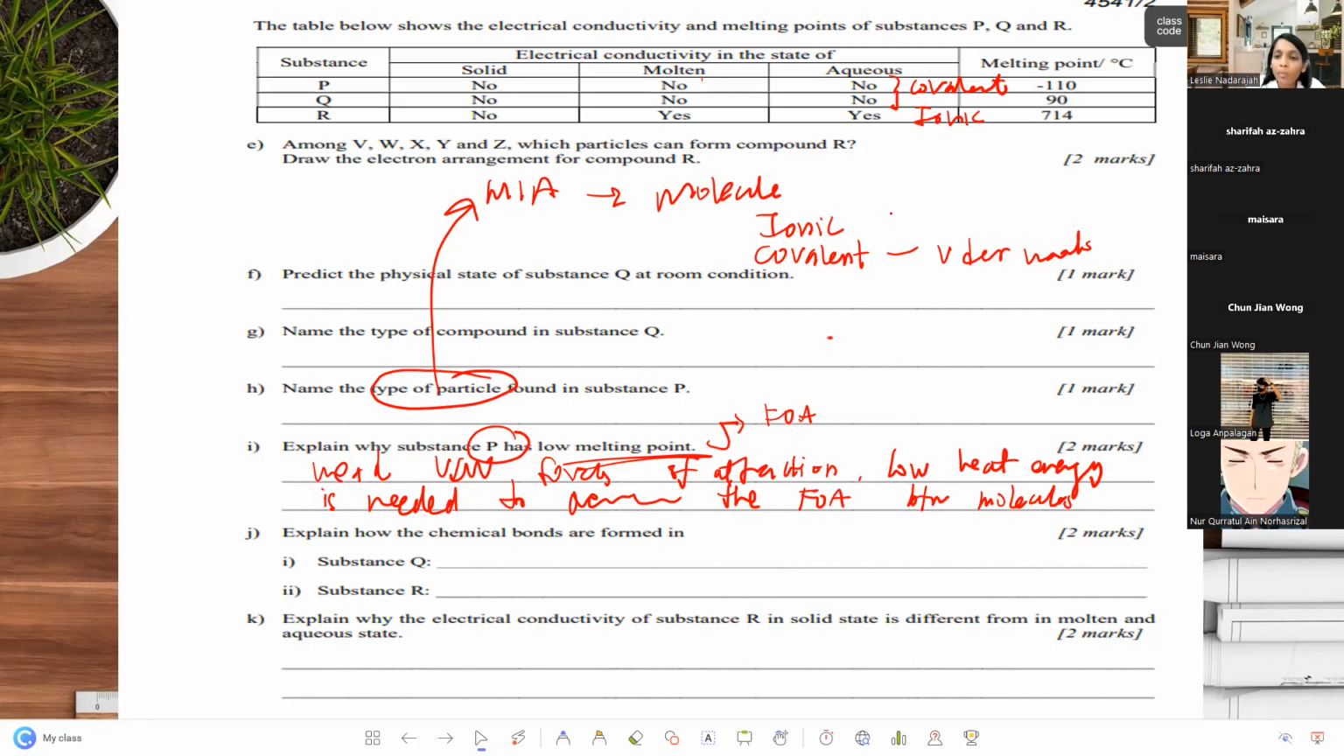Okay, teacher wants to ask you next. Ionic bond, what are my forces of attraction? Electrostatic. Okay, I have Sharifa and Maisara. Cannot. These two teacher don't want them to answer. I want the rest. Can I also have Adib?